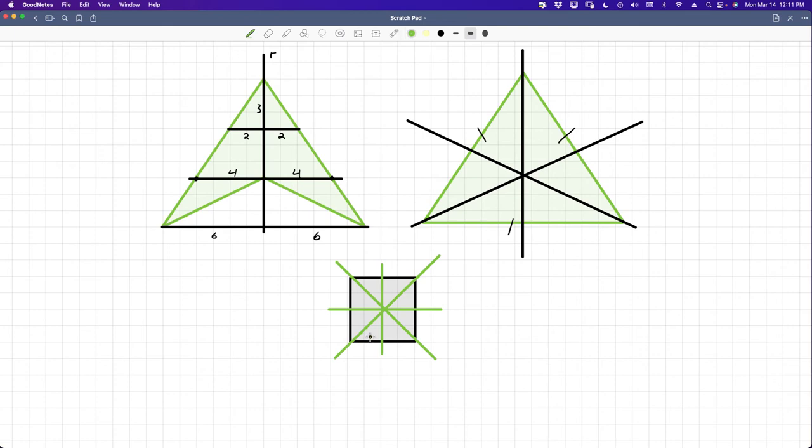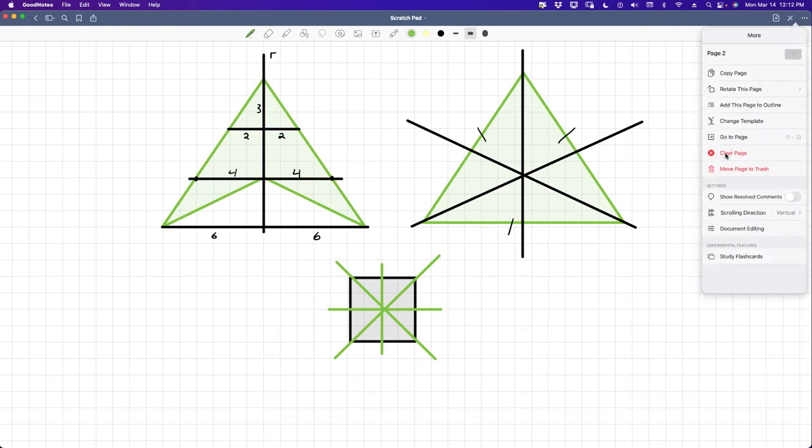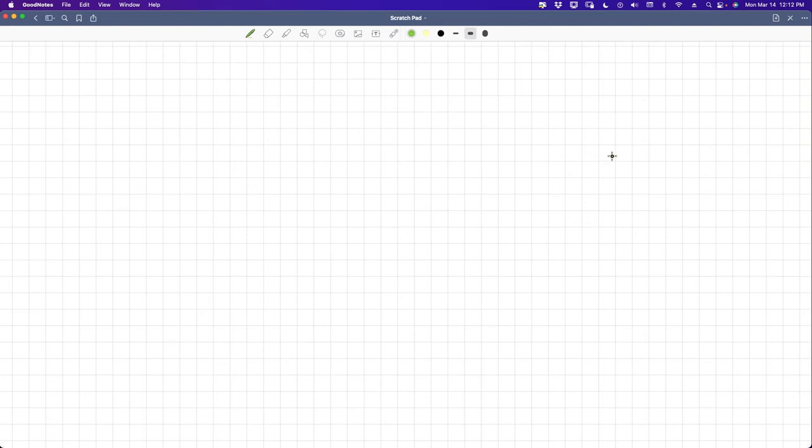Figures can also be symmetric about a point. So let me show you one of those. A figure that is symmetric about a point. This looks kind of like a half circle and a line. And a half circle and a line. And the point is going to be right here.